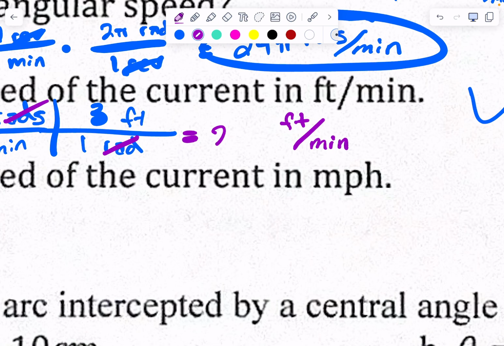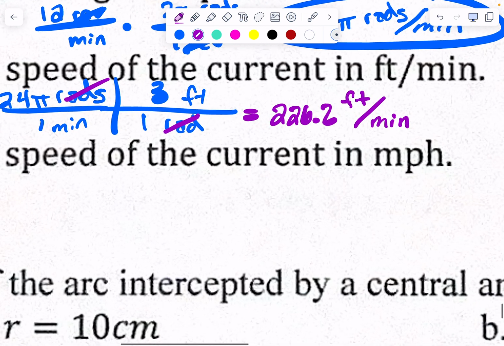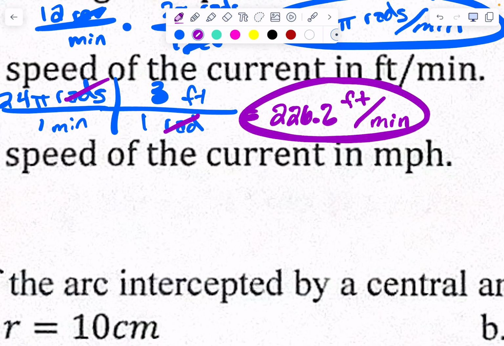226.2? What? 24 times 3? 24 pi times 3. Oh, I was like, what? Is that true? 226.2 feet per minute? Yeah, that's feet per minute. 226.2 feet per minute. How many miles per hour?